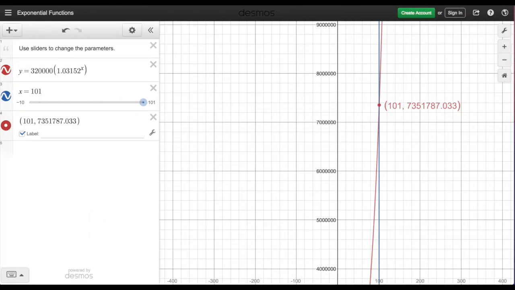For part 2, we have plotted the same base equation as well as a line at x equals 101, as that is how many years that have passed between 1918 and 2019. The y-coordinate, which represents the population in 2019, of the point that the two lines intersect at is 7,351,787, which again is the same answer we got for part 2 when we used an equation.